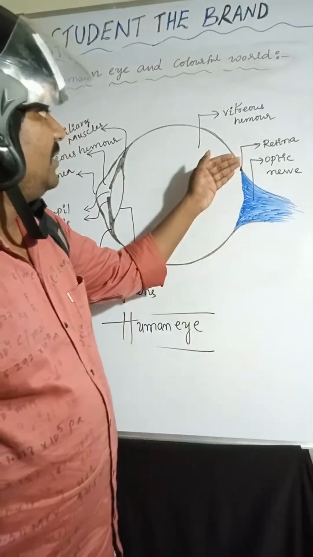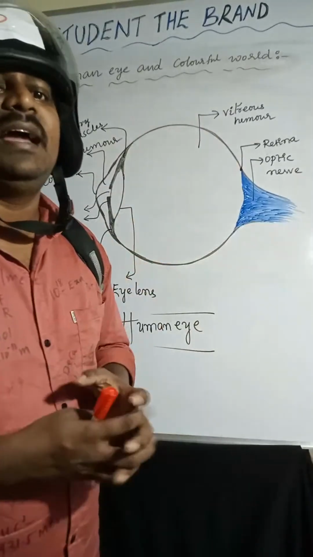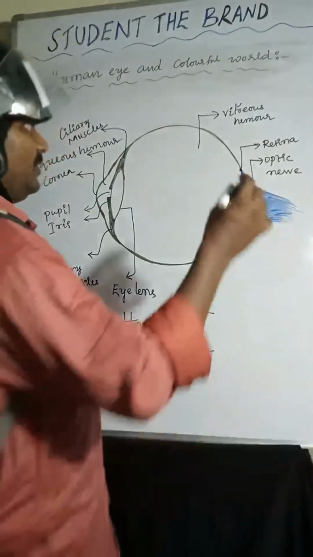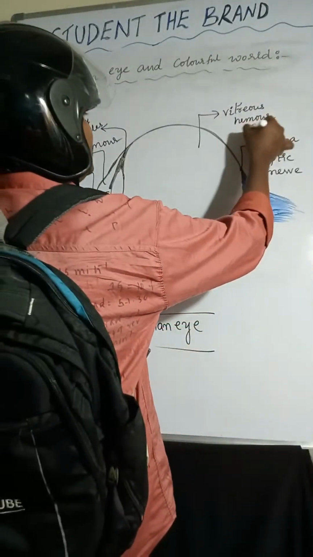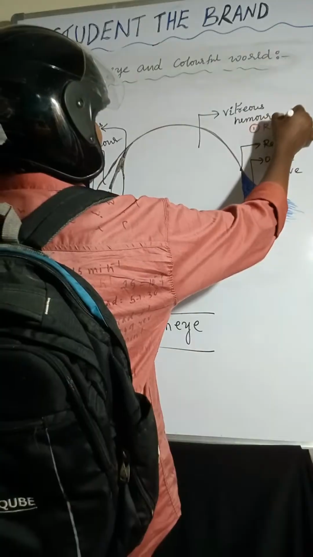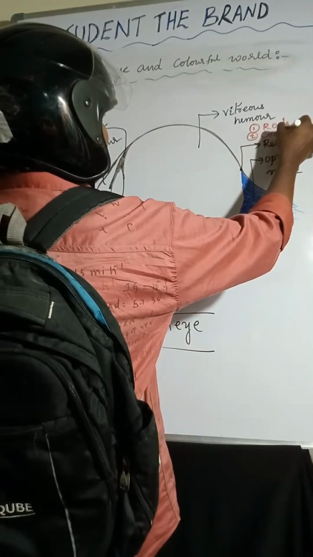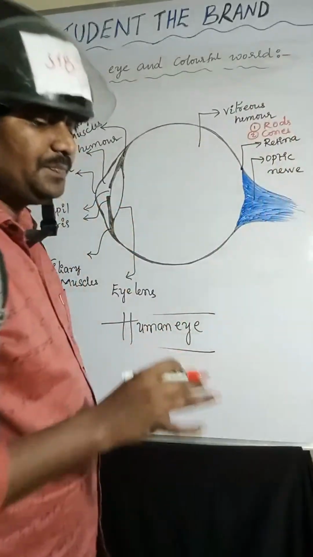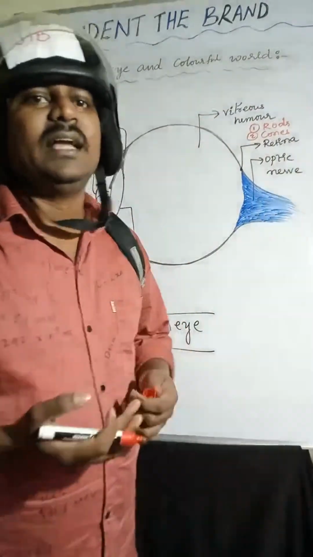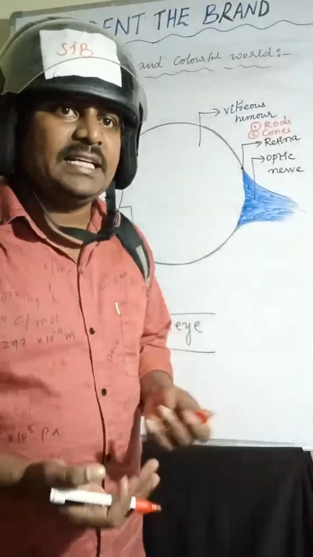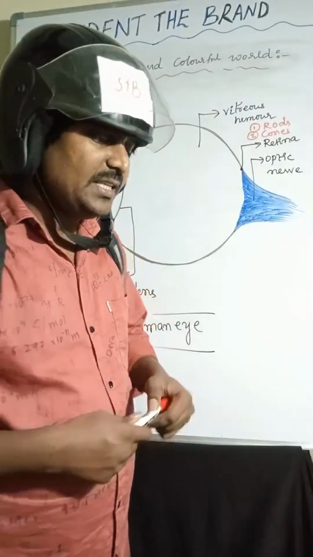Retina is a light sensitive screen. There are two types of light sensitive cells: one is rods, the second is cones. Rods sense the intensity of the light, whereas cones sense the color of the light.